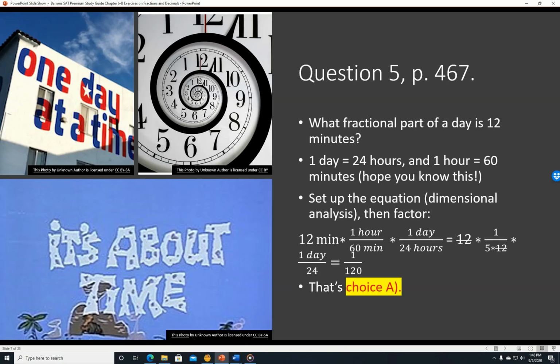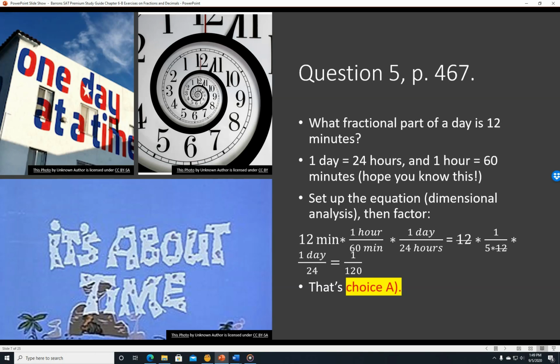Question 5, page 467. What fractional part of a day is 12 minutes? 1 day equals 24 hours, and 1 hour is 60 minutes. I hope you know this. This is not something that really should depend on what culture you're from, or at least anywhere in the Western world. I'm sorry if you live in some place where they don't measure time in this way, but I digress.